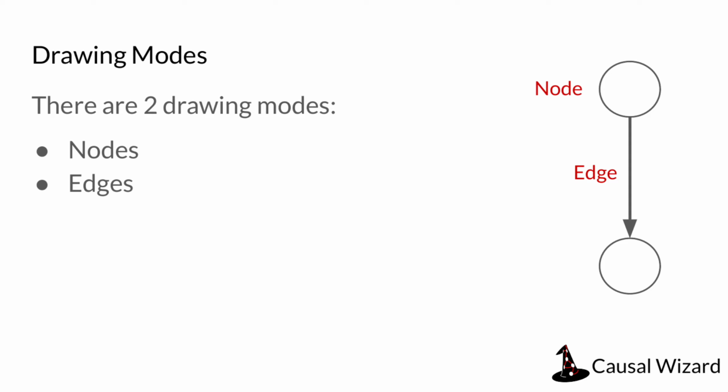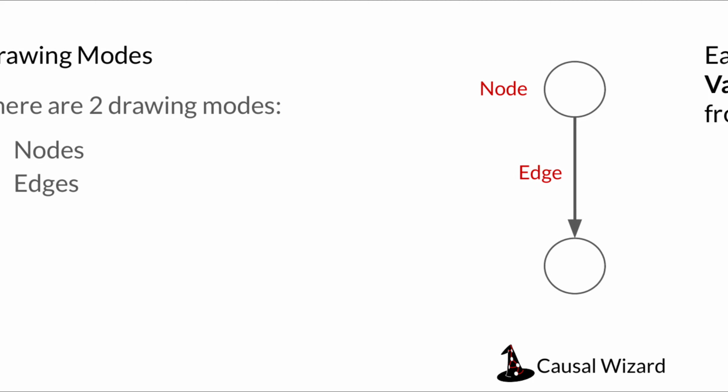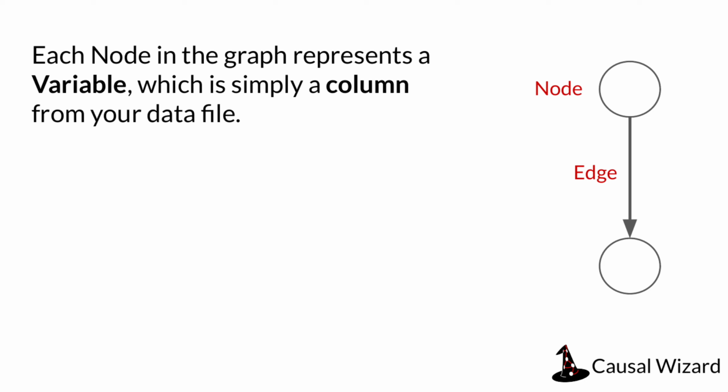Now we have defined the question, we need to input more domain knowledge in the form of a causal diagram. While this might sound scary, it's very easy. There are two drawing modes: nodes and edges. Each node in the graph represents a variable, which, as you'll recall, is just a column from your data file.